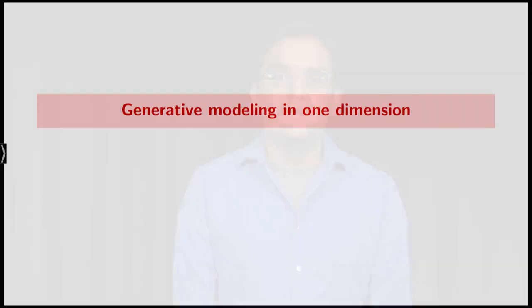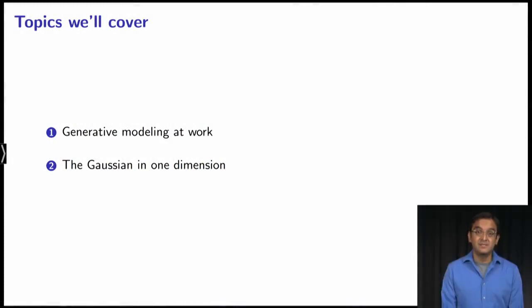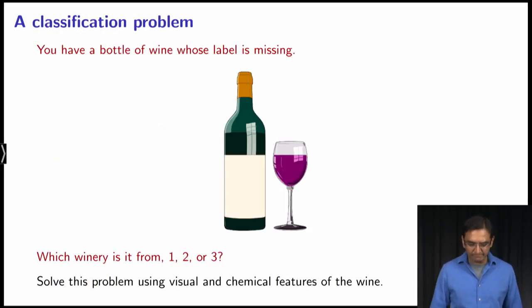So we've talked a little bit about the generative approach to classification, and today we'll put it to use. We'll look at a simple one-dimensional data set which has three classes in it, and we'll see how we can classify this data by fitting a Gaussian distribution to each of these classes. So here's the problem that we're dealing with.